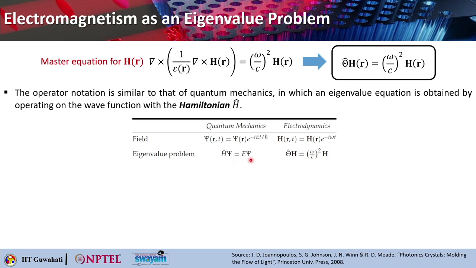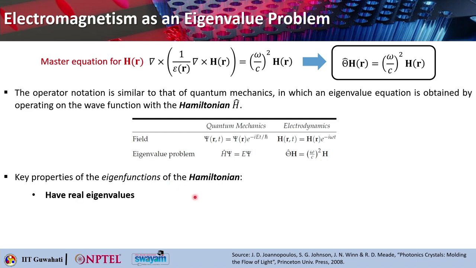So the eigenvalue problem here looks like H cap psi equals E psi, whereas in this case, this is the eigenvalue problem: theta cap H equals (omega by c) whole squared times H. This kind of operator notation is very similar to that of quantum mechanics. So an eigenvalue equation is obtained by operating on the wave function with the Hamiltonian here.